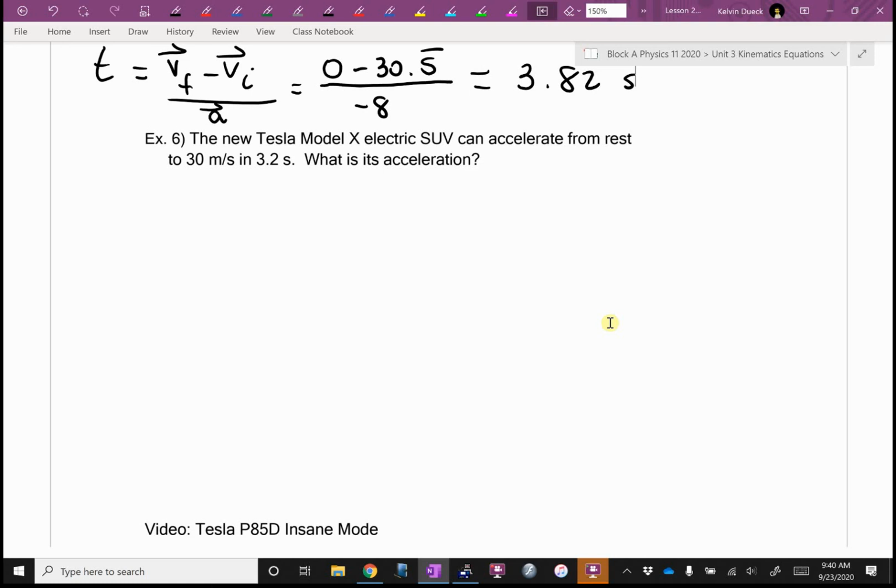So these numbers are fairly accurate. The new Tesla Model X can accelerate from rest. All of us are going to underline the phrase from rest to 30 meters per second in 3.2 seconds. What's its acceleration? Ethan, what's this question asking me to find? A equals question mark. From rest, what's that telling me? What's 0? No, what's 0? VI.